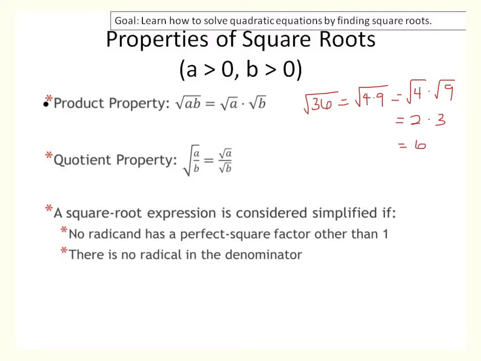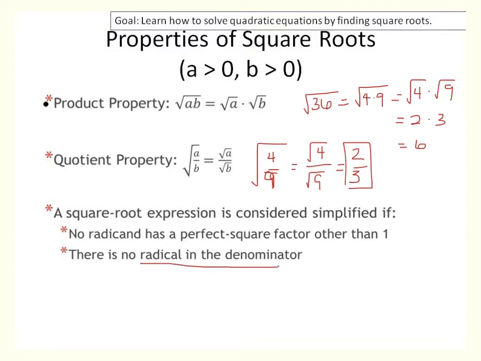We also have the quotient property, and the quotient property makes it really nice to take square roots of fractions. So if we took the square root of 4/9, that would be the square root of 4 over the square root of 9, which is 2/3. And I am going to expect to see those as fractions and not as decimals. A square root expression is considered simplified if there's no radicand that has a perfect square factor other than 1, and there's no radical in the denominator. We'll talk about those two things coming up here.